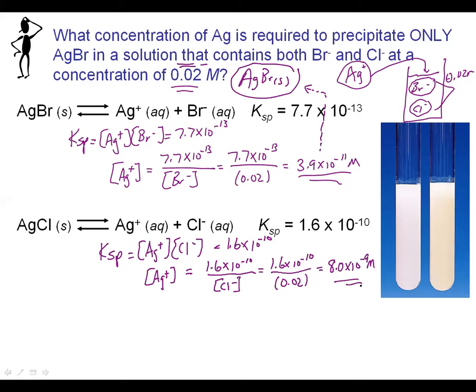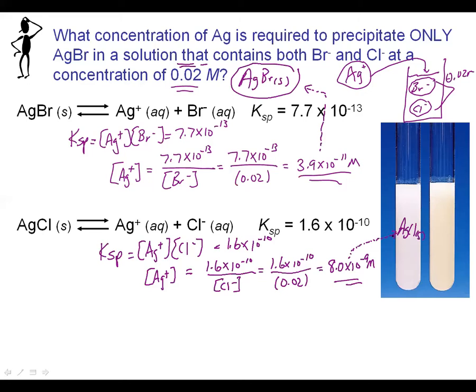So what does that number represent? That number represents the minimum amount of silver that's required to start to precipitate out our silver chloride. Let's call this guy silver chloride. So as soon as our silver concentration hits this number, we should start to see some silver chloride come out.